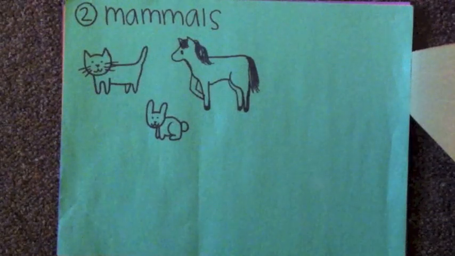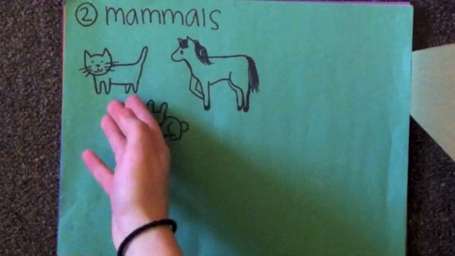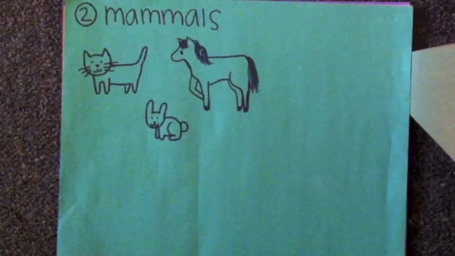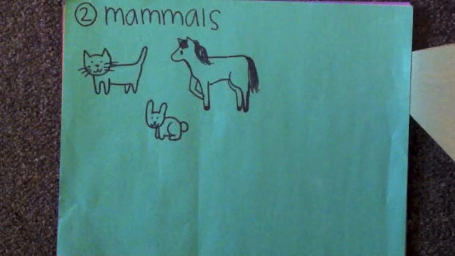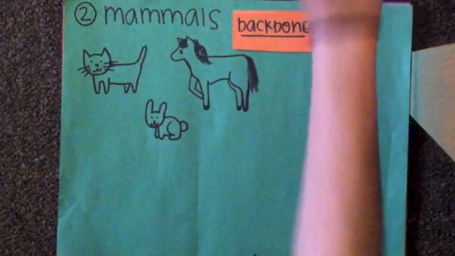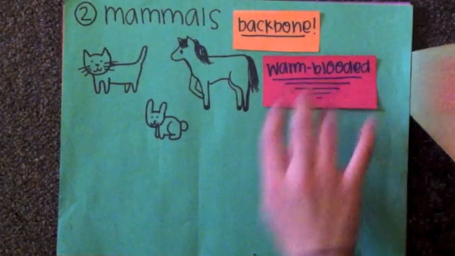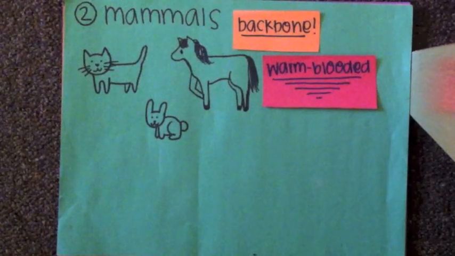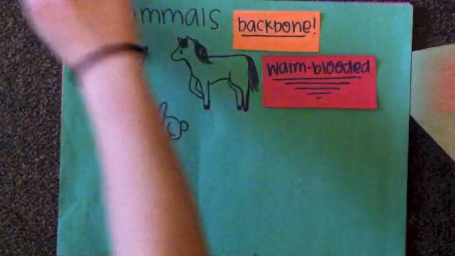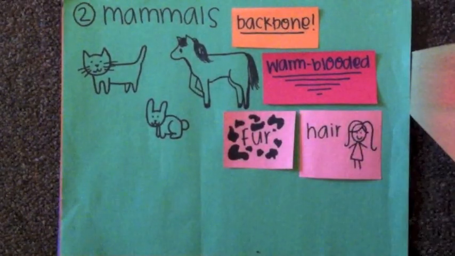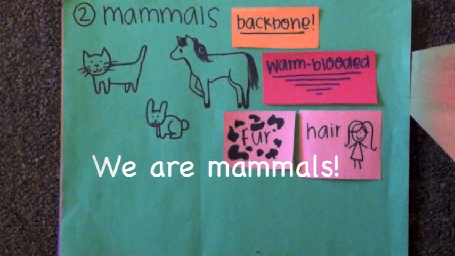Mammals. Some examples of mammals are cats, rabbits, and horses. As we know, invertebrates do not have backbones. What else do we know about mammals? Mammals are warm-blooded, so their body temperature does not change with the weather. It always stays the same. Also, mammals have fur or hair. So yes, we humans are mammals.